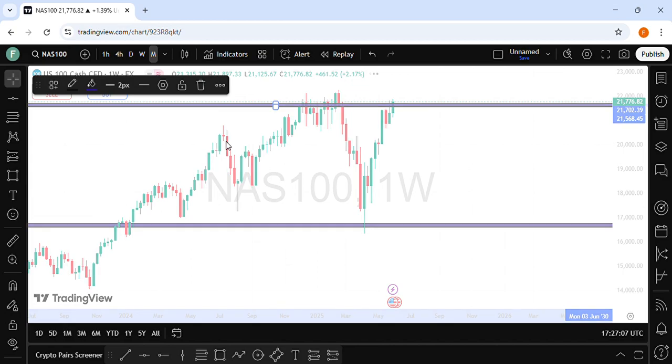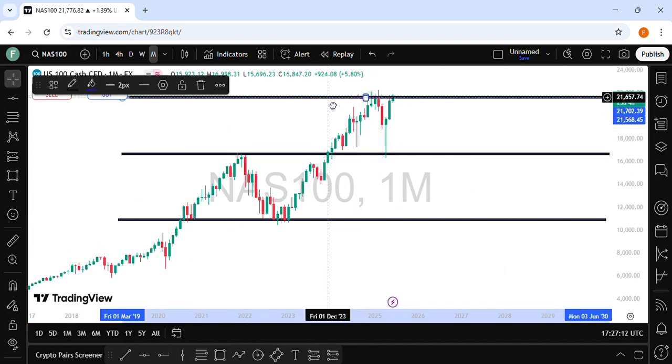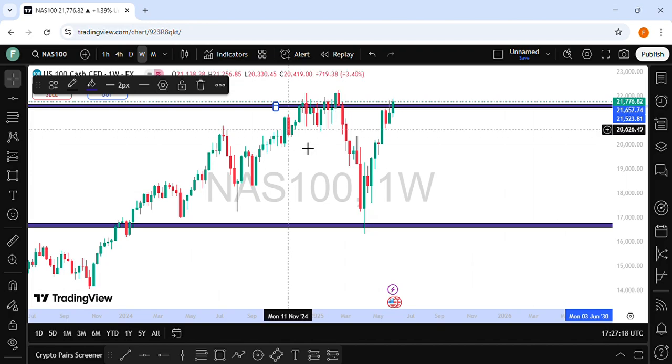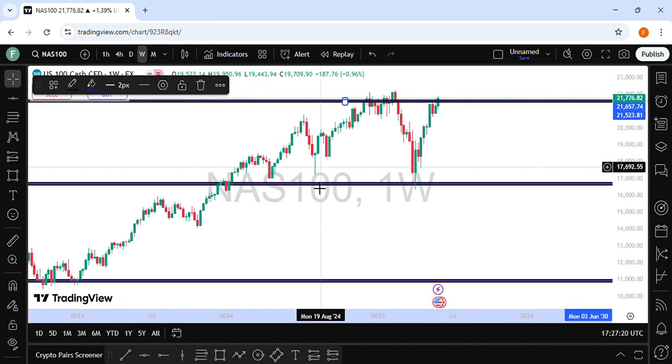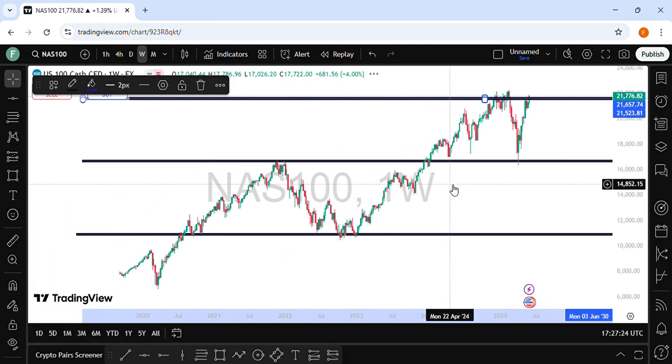Sorry guys, let me quickly go back to the daily. So the weekly colors are correct. So yeah, much better. So this is the weekly time frame. Now, what did I say? I draw my zone on monthly and weekly.